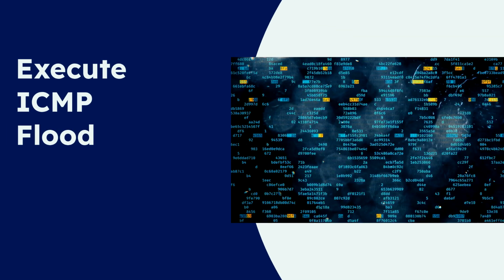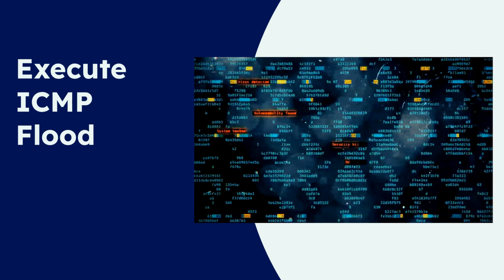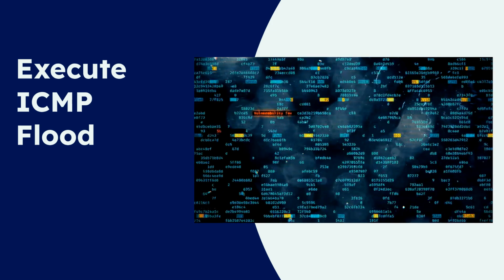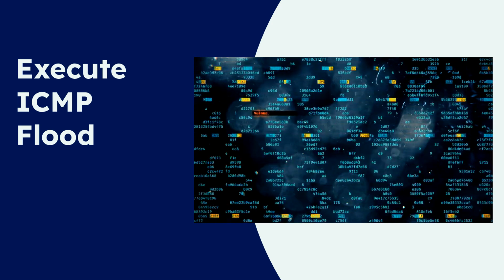In the terminal, run the flood command, hping3 ICMP flood 192.168.10.10. This immediately begins overwhelming the target IP address.